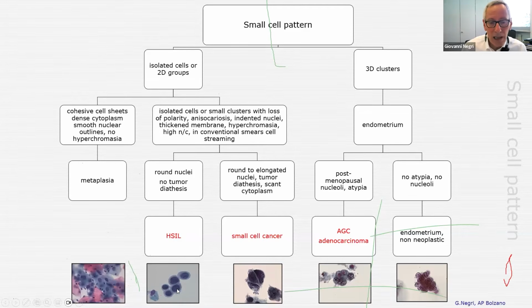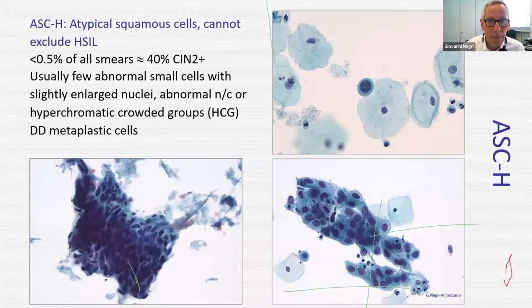If you see atypicality with anisokaryosis, with hyperchromatic nuclei, with abnormal nuclear cytoplasmic ratio, with nuclear membrane changes, and you see no tumor diathesis, it's going to be HSIL. If you have tumor diathesis, you have a very high atypicality. If you have a lack of cytoplasm, consider the possibility of a small cell cancer. Again, these are the main differential diagnoses. If you see small cells, think of the small cell pattern.